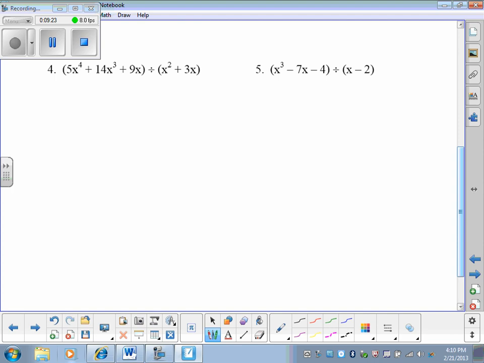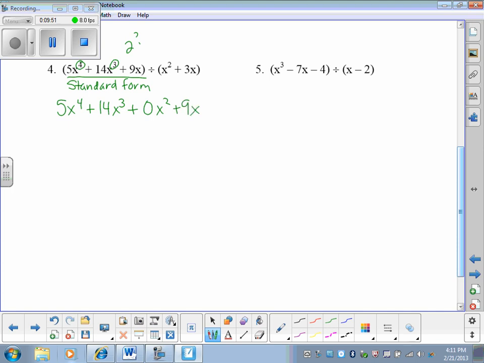This is in standard form, but it's missing a couple of exponents. It has a 4, it has a 3, but where is the 2? The 2 exponent. Okay, so we need to write that in. So you get 5x to the 4th plus 14x to the 3rd plus 0x squared plus 9x.